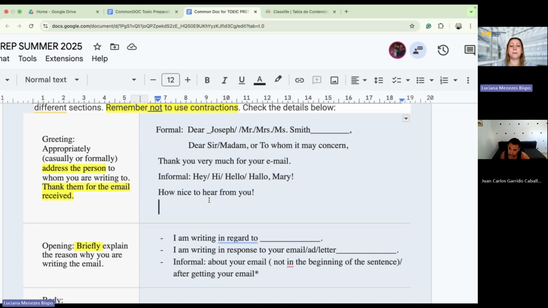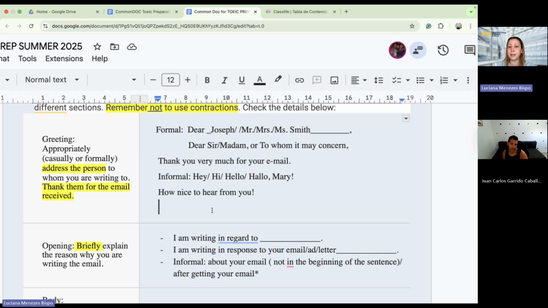Okay, just a moment. The emails are very likely to be formal because they are very focused on the work environment, but it is not impossible to come across an informal one. We never know. That's why we have a bit of everything in here.